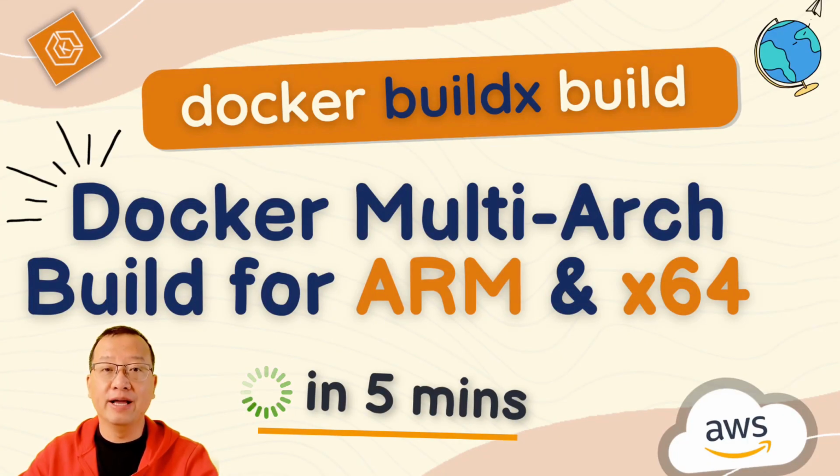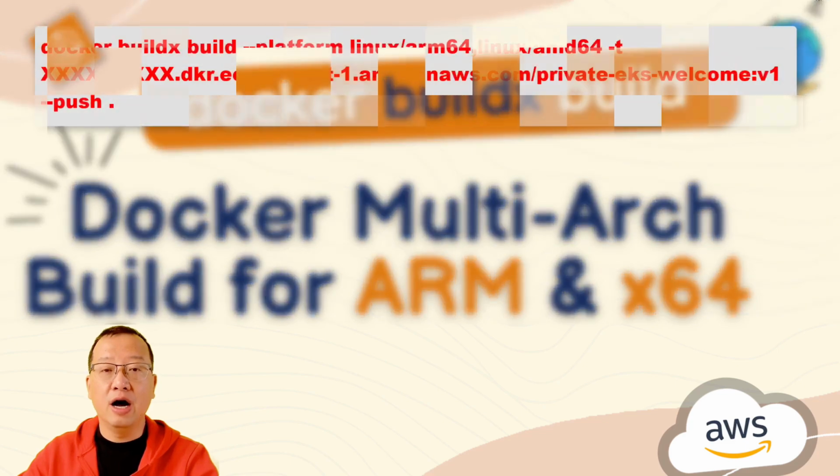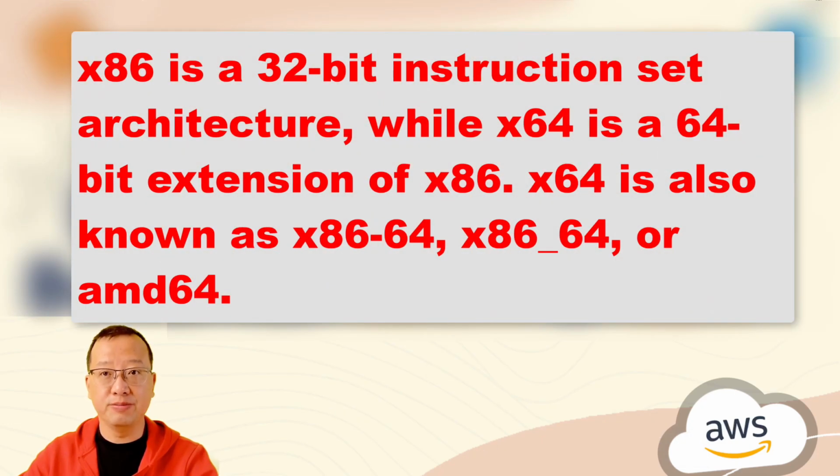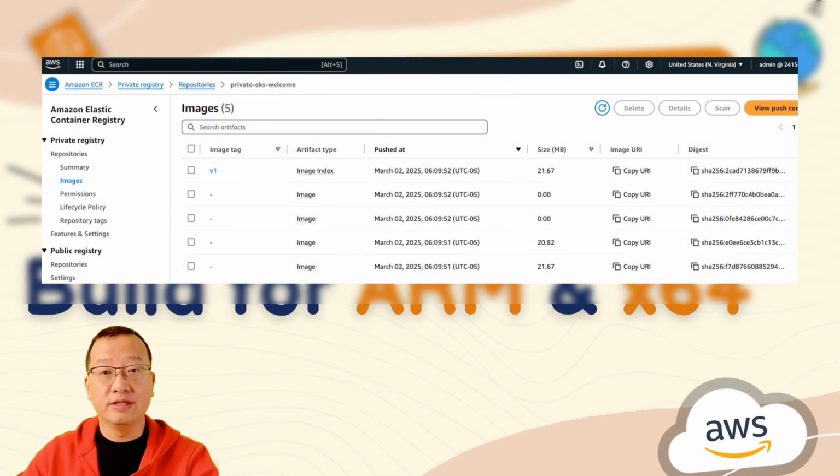My name is Lian Duan, and I have developed for 20 years, specializing in DevOps and cloud security. Today we'll learn how to use the Docker Buildx command to build a Docker image that works on both ARM and X64 CPUs. After the image build is completed, we'll upload the image to the AWS ECR.